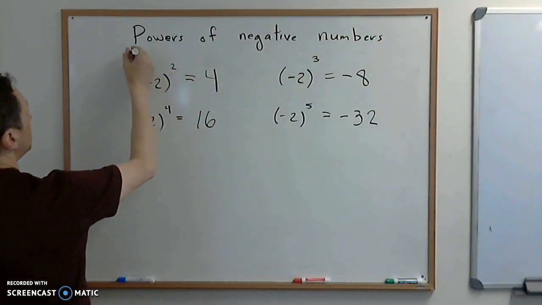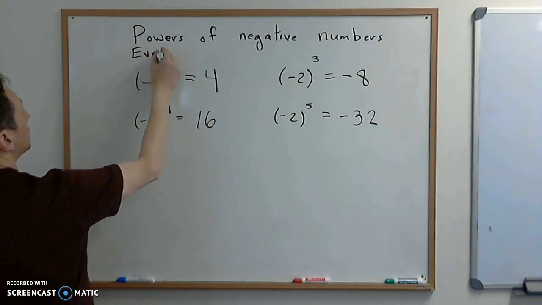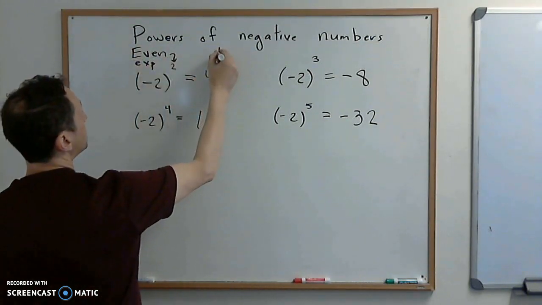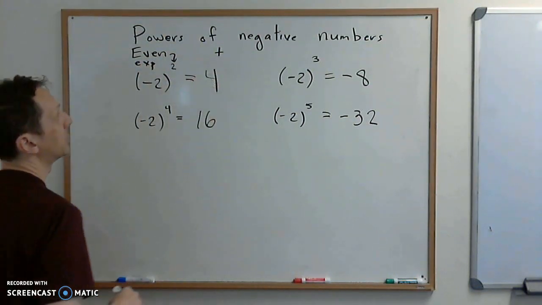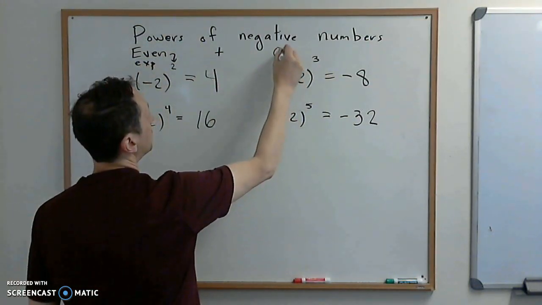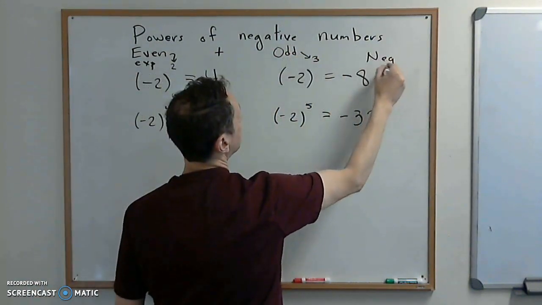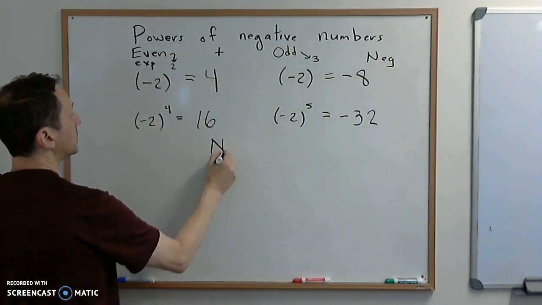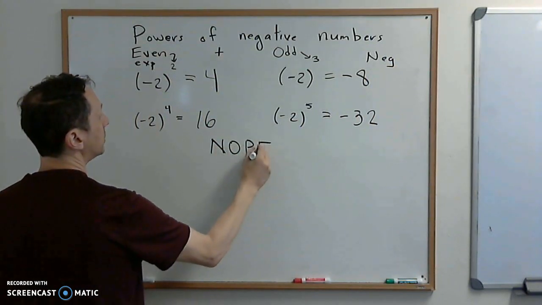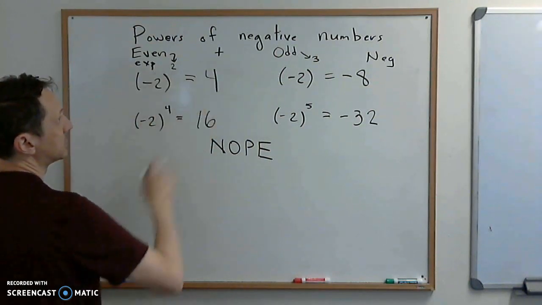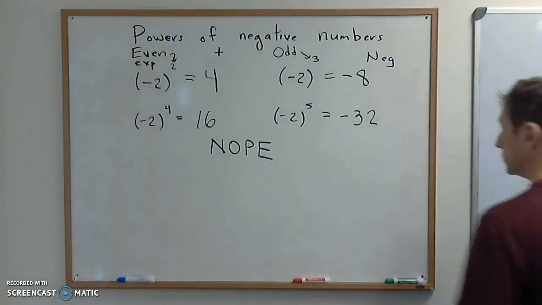If we have an even exponent, then we get a positive result. However, when we see an odd exponent, then we get a negative result. Sometimes I write the memory device, nope. Negative, odd, positive, even. It just summarizes this rule.